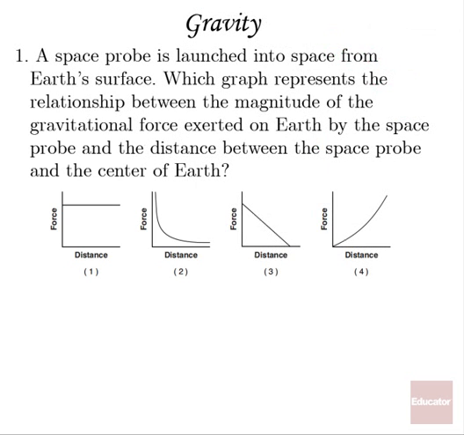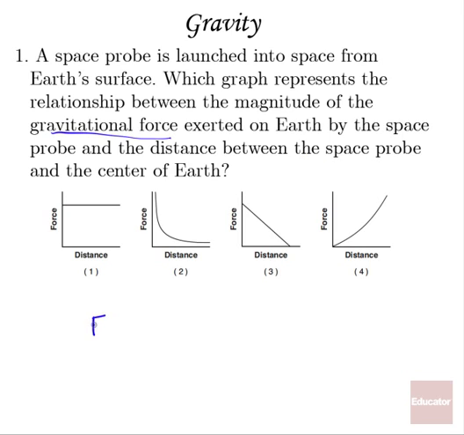So, starting with number 1, a space probe is launched into space from Earth's surface. Which graph represents the relationship between the magnitude of the gravitational force exerted on Earth by the space probe and the distance between the space probe and the center of Earth?